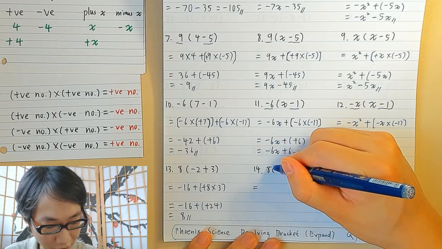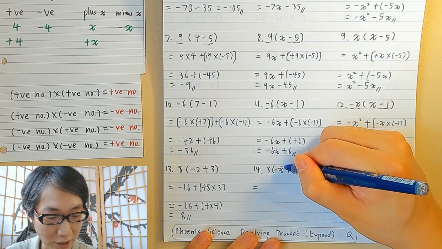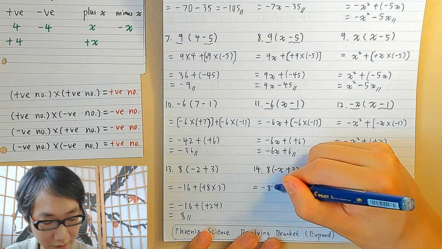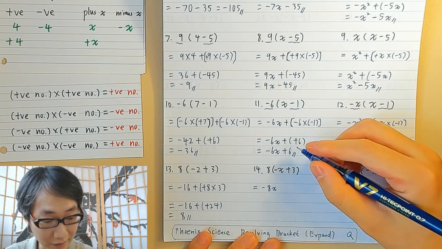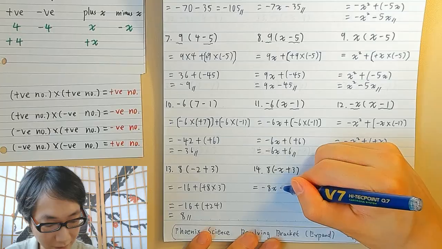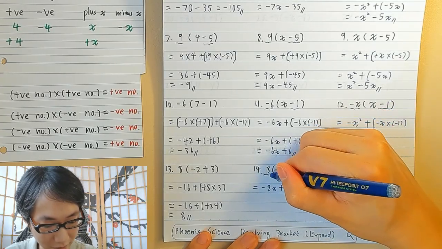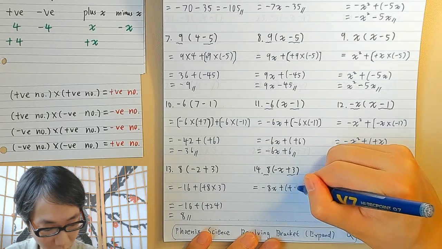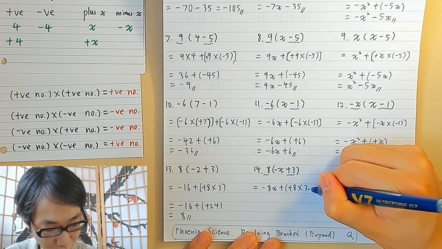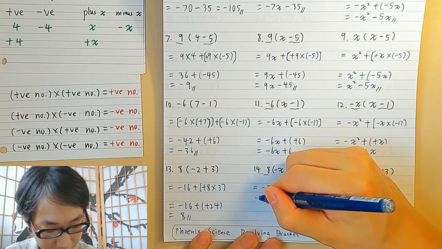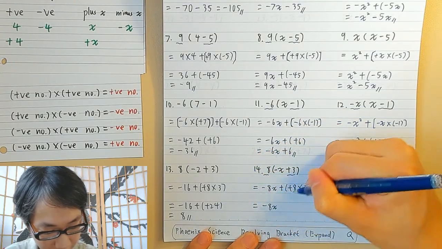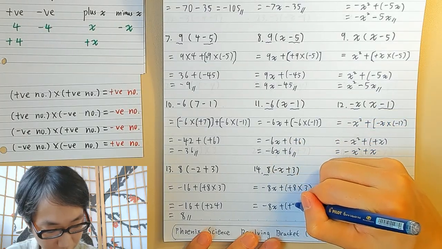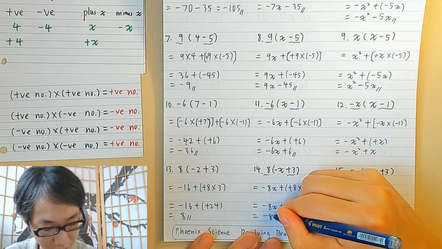Number 14. So we have positive 8 minus x multiplied together in the first term. They will give us negative 8x, or minus 8x. And the second term, positive 8 times positive 3. In the small bracket, we have positive 24.